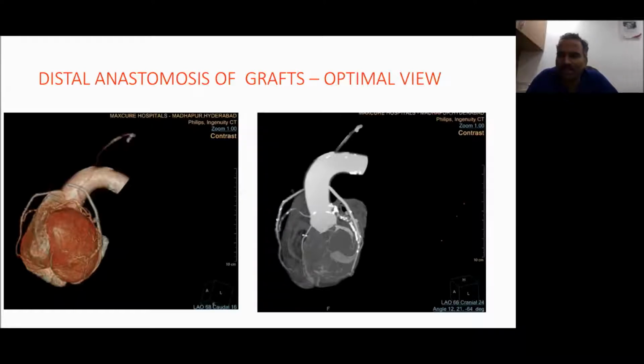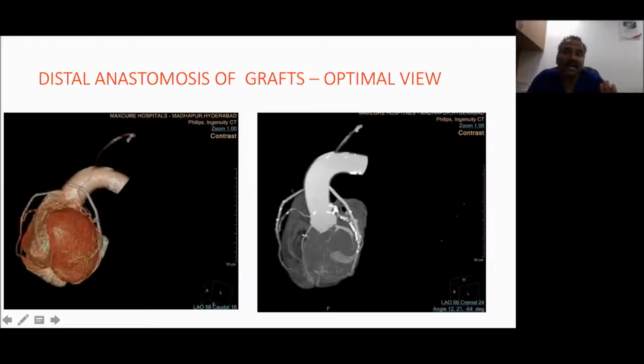To identify or to know the view in which you can visualize the distal anastomosis very well, if you have a CT angio of the patient, you can in fact read it beforehand. See, in this patient's CT angio, I went into LAO caudal. You can understand here ALF: F is foot, L is left, A is anterior. Left anterior, foot means caudal. So in LAO caudal, I am able to see the distal anastomosis of the venous graft separately from the right coronary artery. I hope you are all able to make it out.